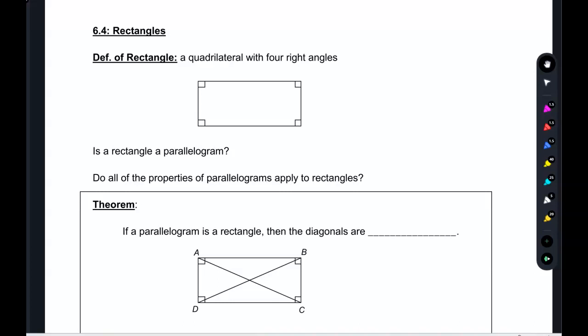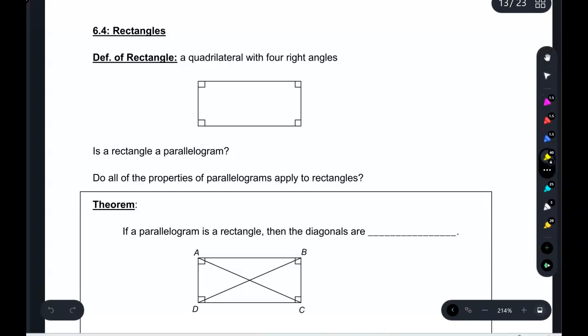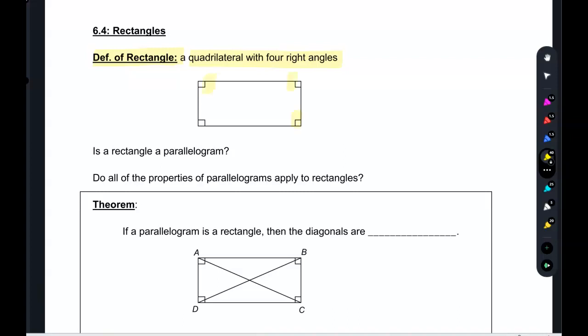Definition of a rectangle, real simple. It's a quadrilateral with 4 right angles. So it just has to have 1, 2, 3, 4. Now, question: is a rectangle a parallelogram? Yes.